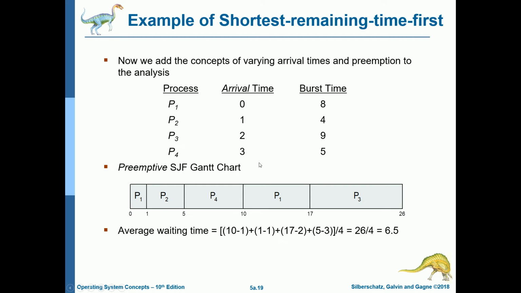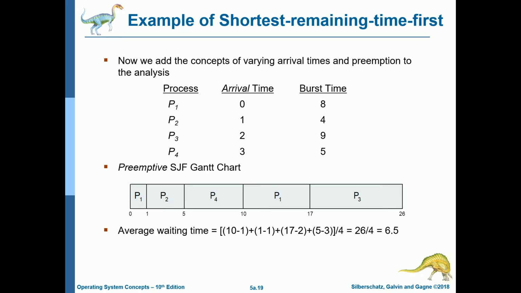Then process 4 arrives at time unit 3. Now once again, process 2 has been running for 2 time units, where it has a burst time remaining of 2. Now when process 4 arrives, it has a burst time of 5. 2 is less than 5, so we don't preempt, and we allow process 2 to keep running.